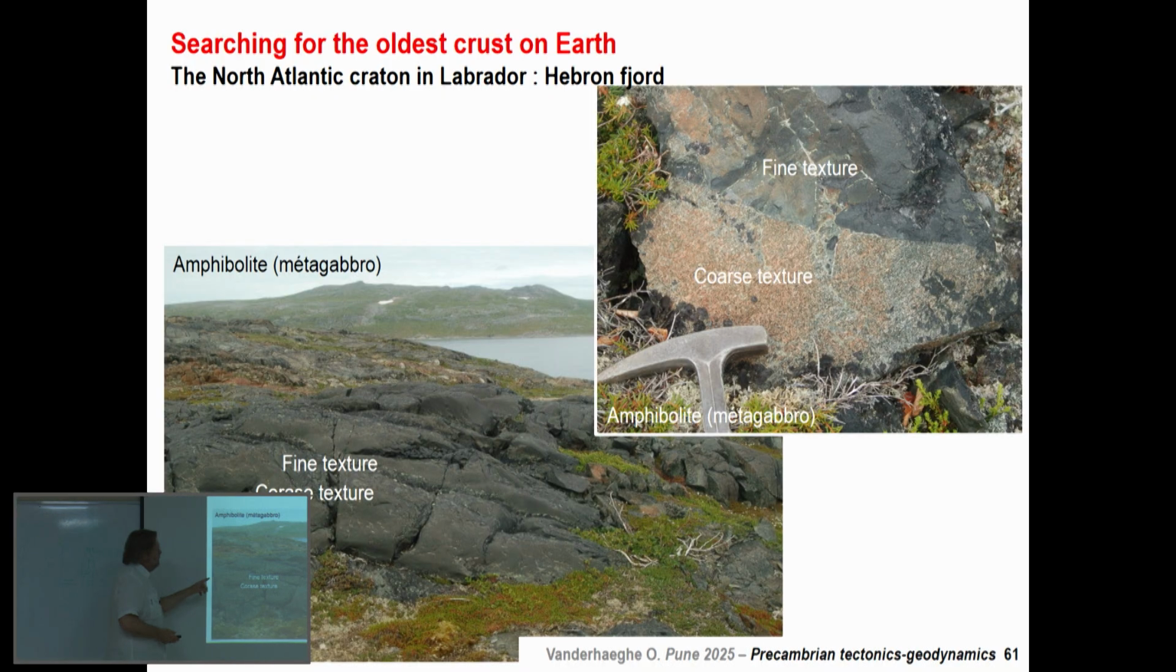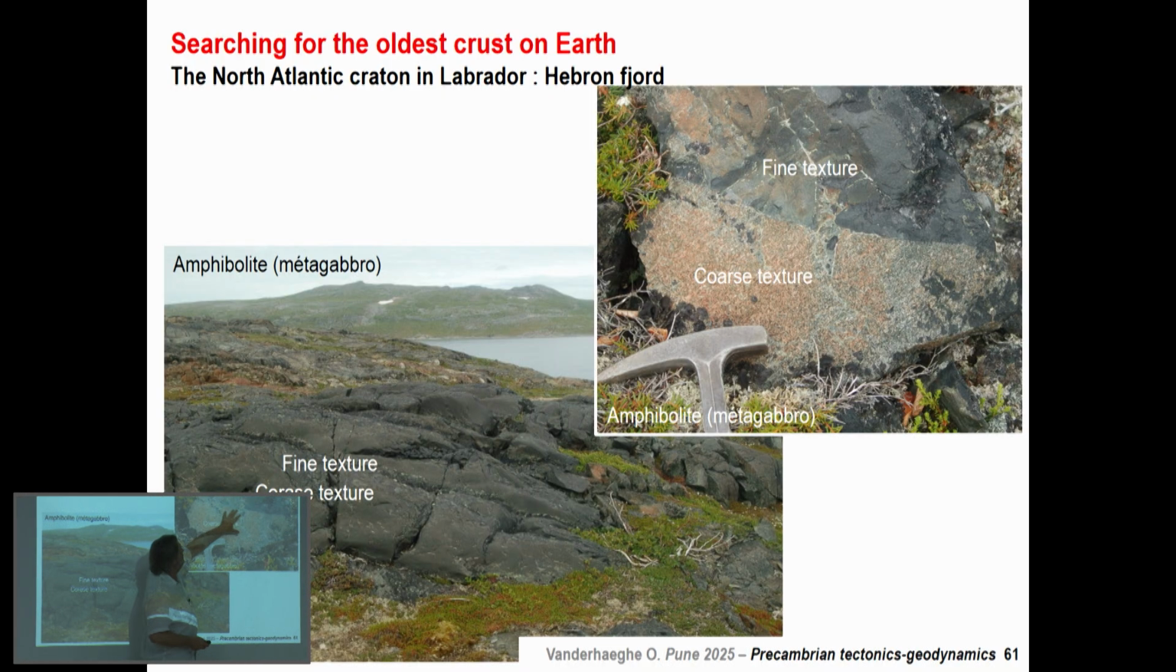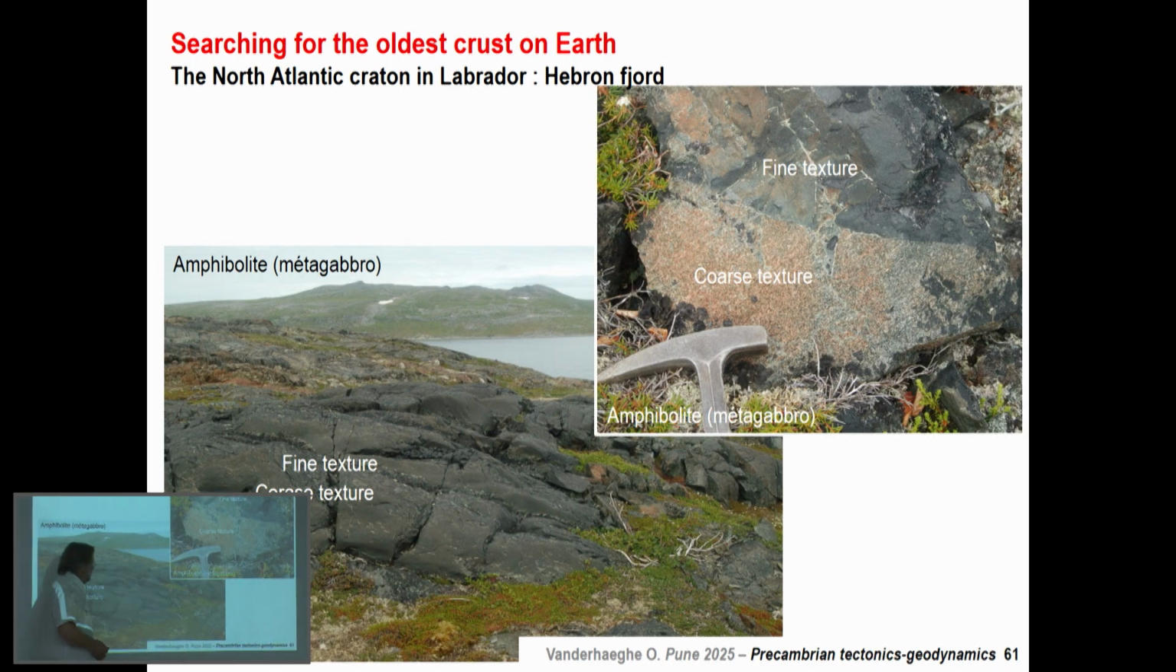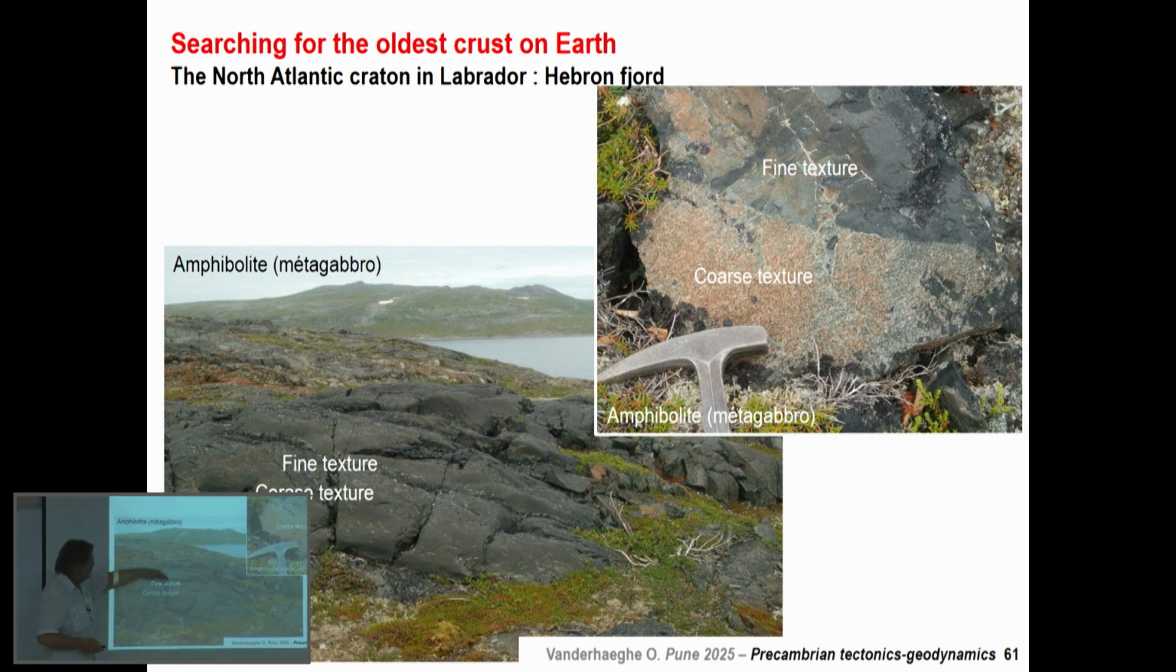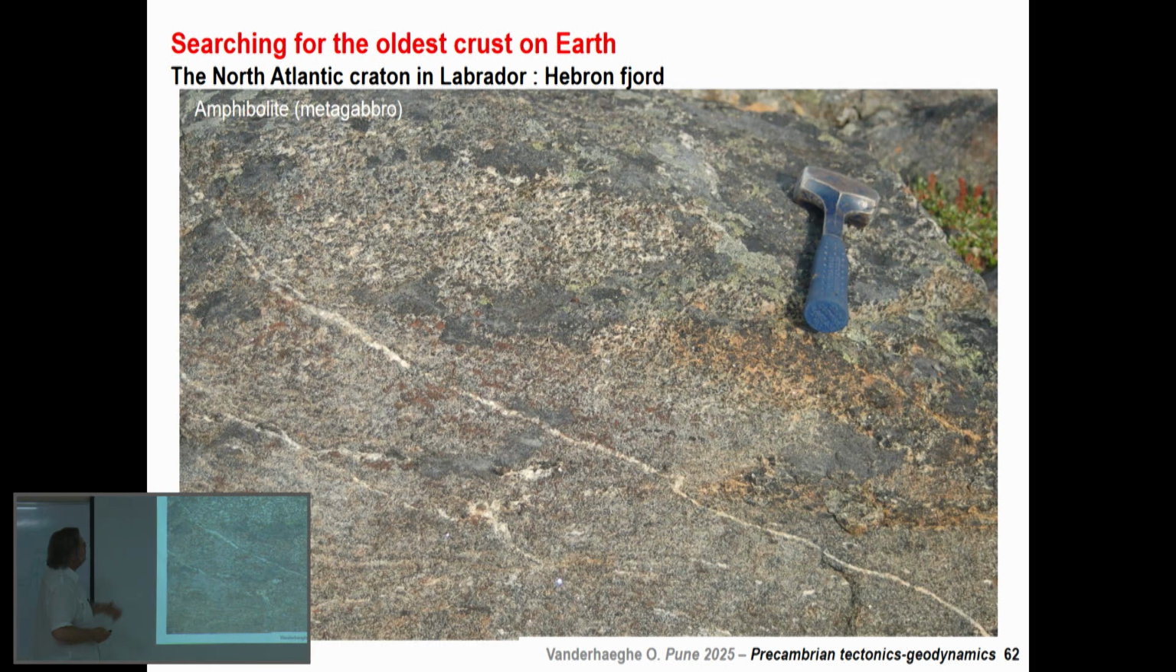But you still preserve in some places magmatic textures, coarse textures, fine textures in gabbros and basalts that have not been fully metamorphosed. So this is another example of a gabbro-amphibolite transition.